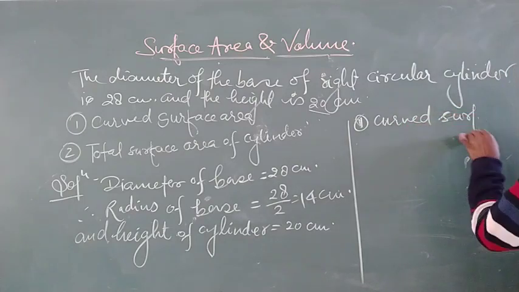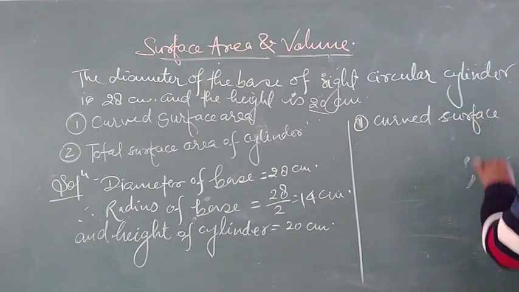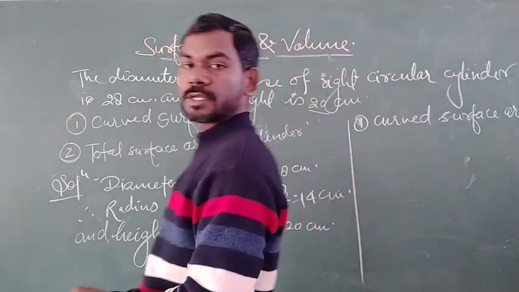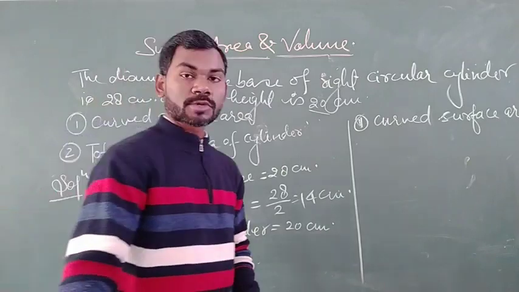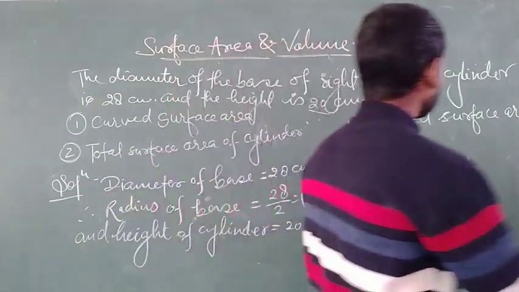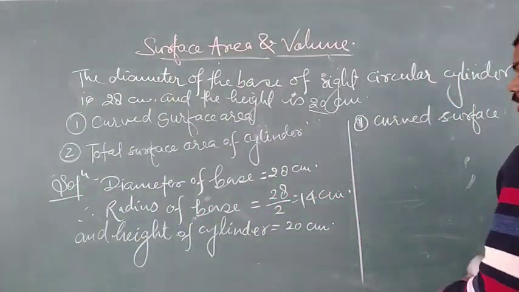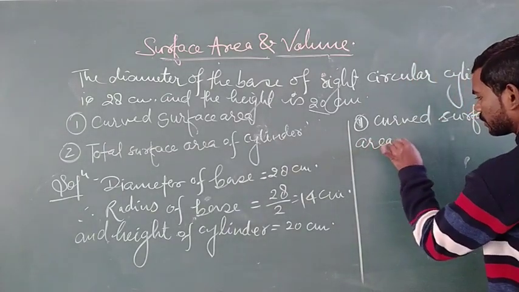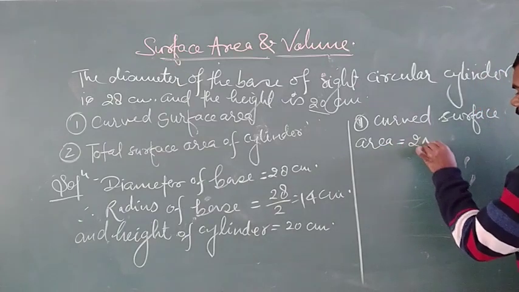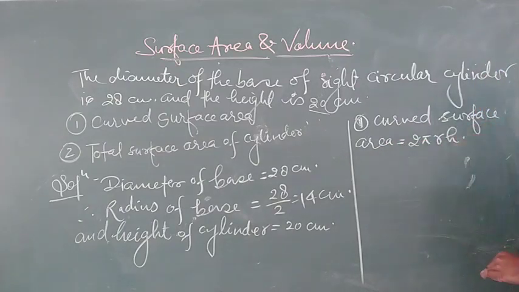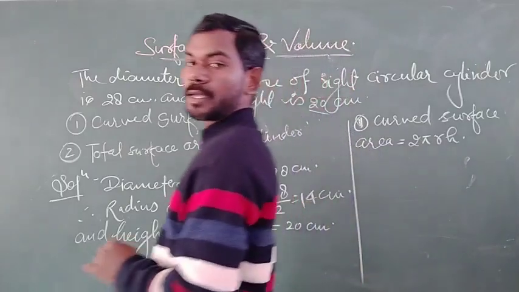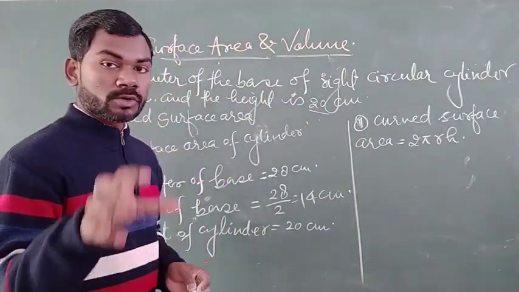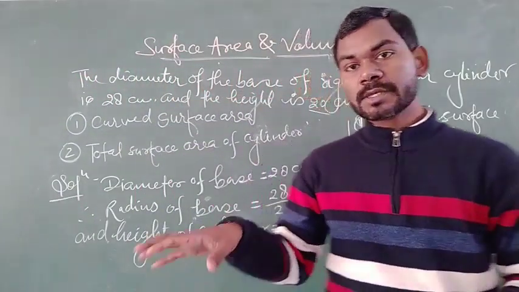Curved surface area. What will be the curved surface area of the cylinder? You have to comment it in the comment section. What is the curved surface area of the cylinder? The curved surface area of the cylinder is given as 2 pi r into h. 2 pi r into h is the formula to get the curved surface area of the cylinder.